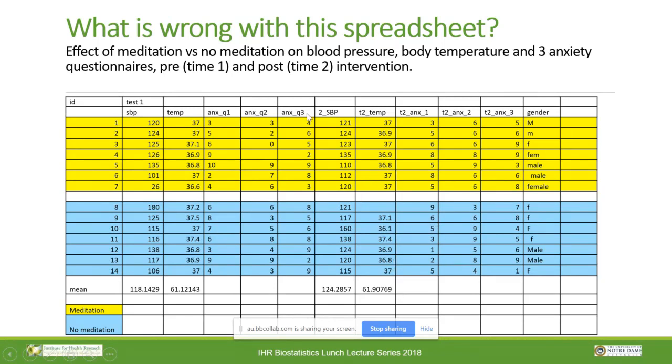I've got some answers on the variable names. Can anyone see any issues with the way these variable names are written? Yeah, the temperatures are different. I've used test 1 at the top here, and then the names where I've included the test time along here as part of that variable.